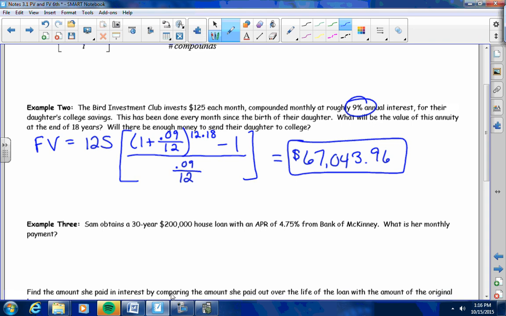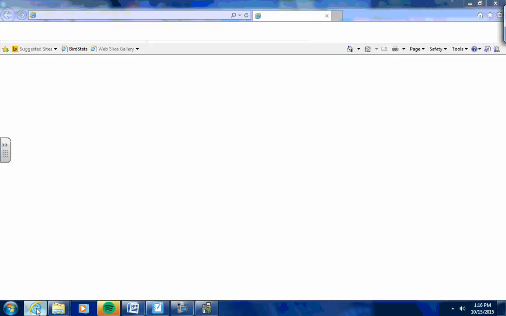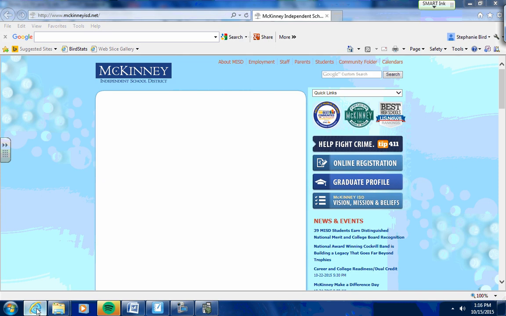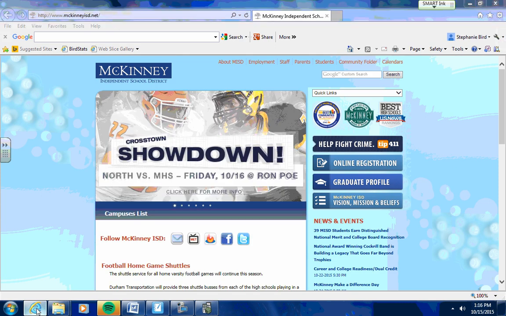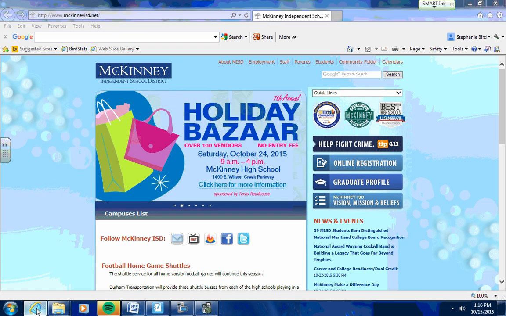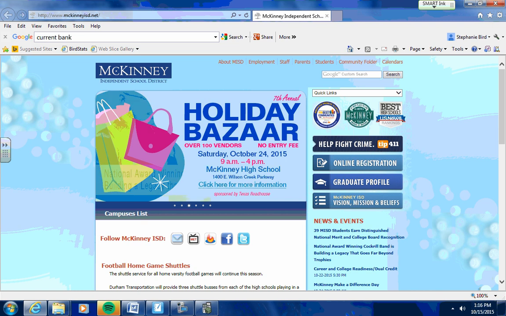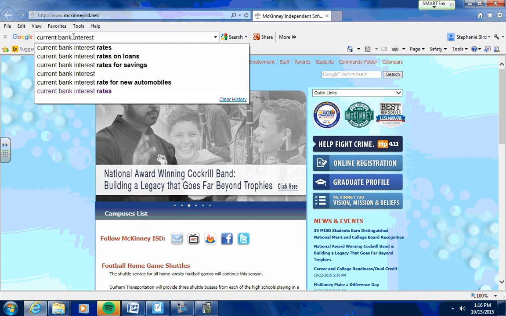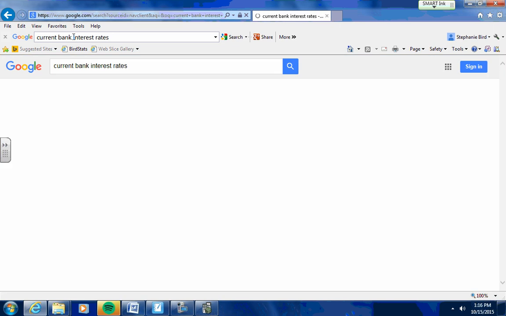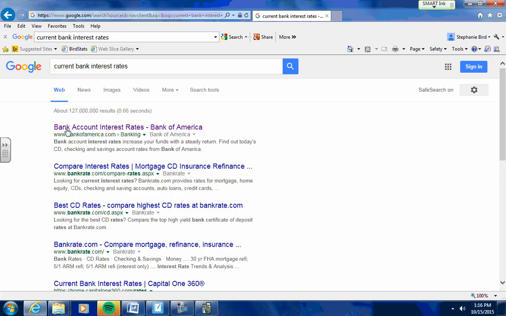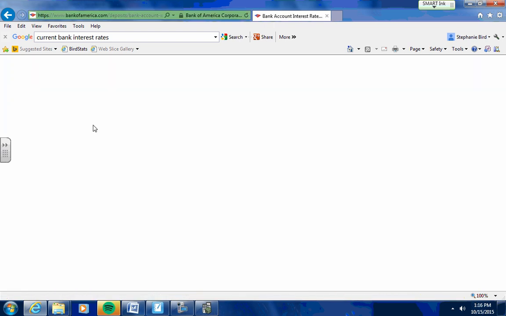Let me go ahead and show you an interest rate. So if you just put your money into the bank, you open up a checking account, you put it in the bank, and you say, all right, I want the bank just to hold my money and I want it to grow. So here we go. Current bank interest rates. How about Bank of America? I think everybody's heard of Bank of America. Are we familiar with that?